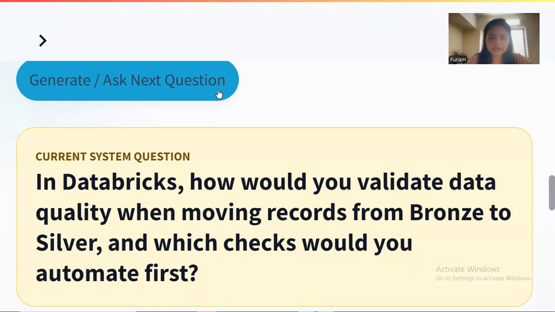And in the silver, I will try to check if there is any null value, and if there is any negative value present. These are the checks I will do, and I will automate these things first. Okay, sure. Let's get to the next one.